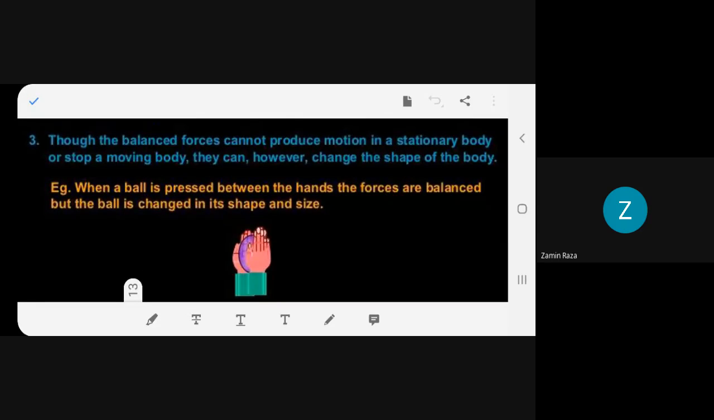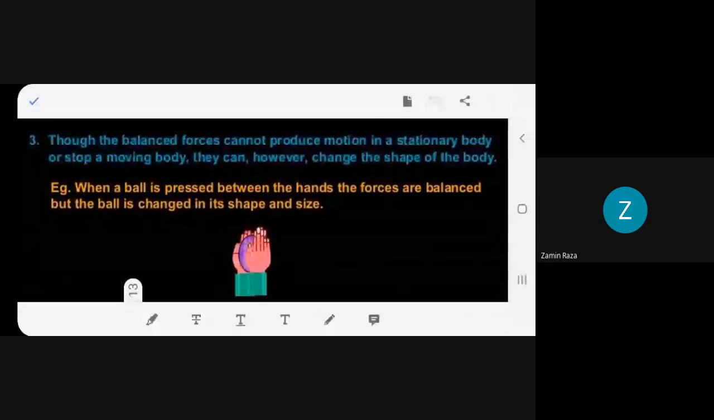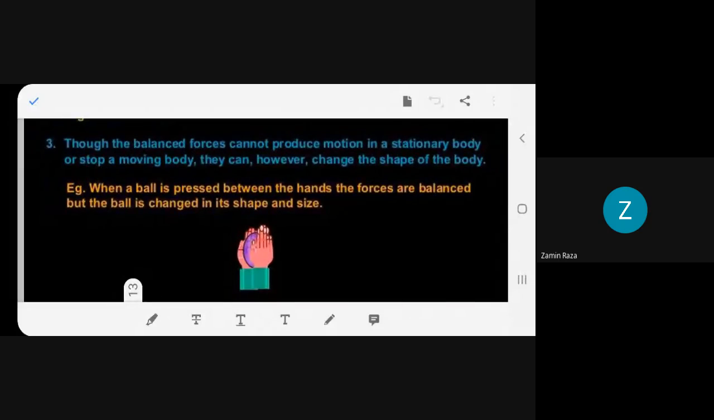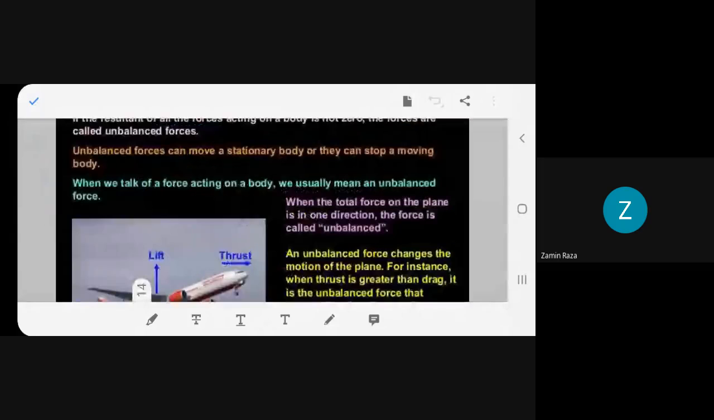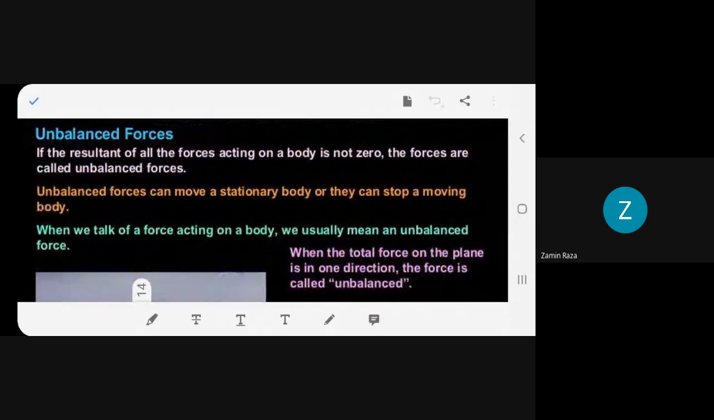Do this activity and let me know tomorrow. Take a ball and just press it and see what happens. The shape of the ball will change and also the size will become more. Yes? Will you let me know tomorrow? Yes, ma'am. So you do that activity and inform me tomorrow, okay?